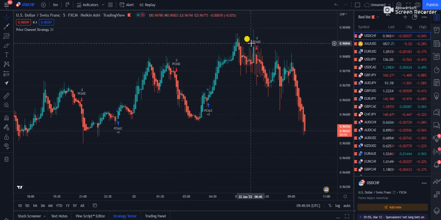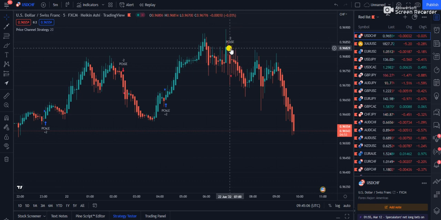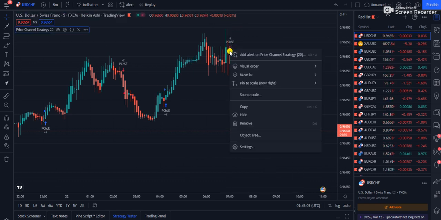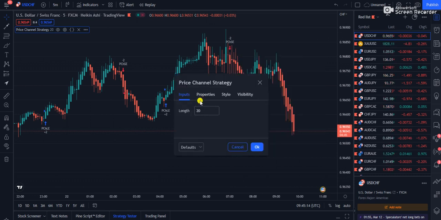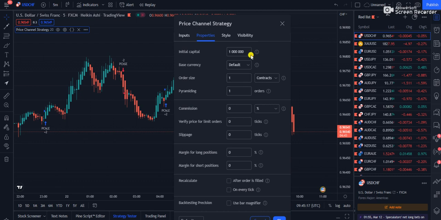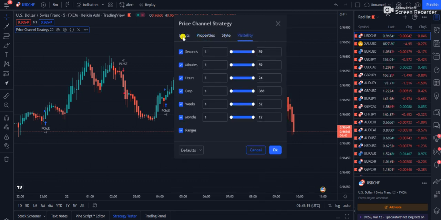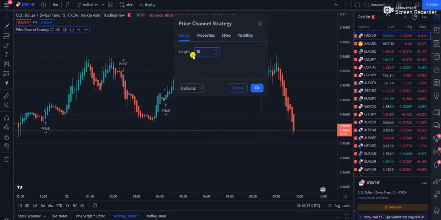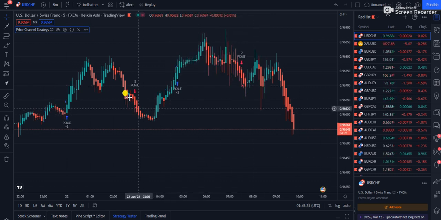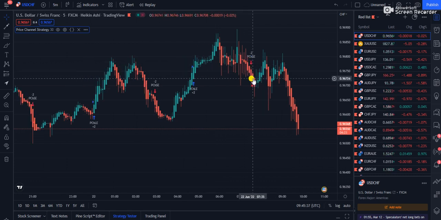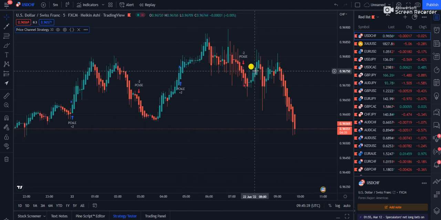Now we need to make some changes. If we right click on this red arrow and go to the settings, you can see we have inputs, properties, styles, and visibility, but we have to change the input. By default it is on the 20 period level, so you need to set it to 30. Now you will see that the signals get changed, and you will get the most accuracy on this setup that I am telling you right now.